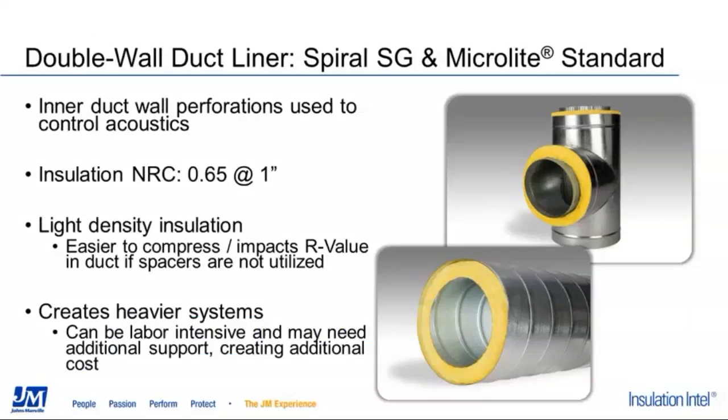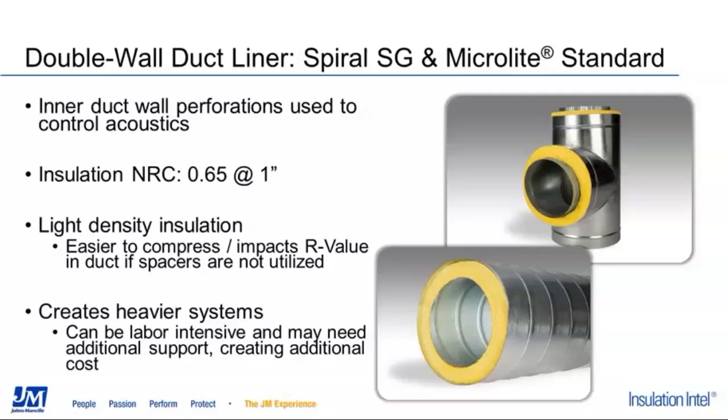The insulation itself offers an NRC of 0.65. When the interior duct is perforated, it also contributes to an improved acoustical control. As I said before, with this type of insulation, it is critical to use spacers between the liner and the duct, specifically the outer duct, so that the insulation does not become compressed, reducing the R value and the acoustical performance that you're trying to achieve.